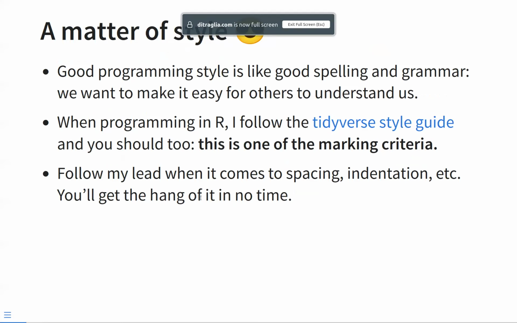This is actually one of the marking criteria for the course, and I'm not just doing that to be difficult. I'm doing it because it's really valuable to learn how to write code that's easy for others to understand, and a great way to do that is by using a consistent style. Don't fret. All you've got to do is follow my lead when it comes to spacing, indentation, and so on. You'll get the hang of it in no time.